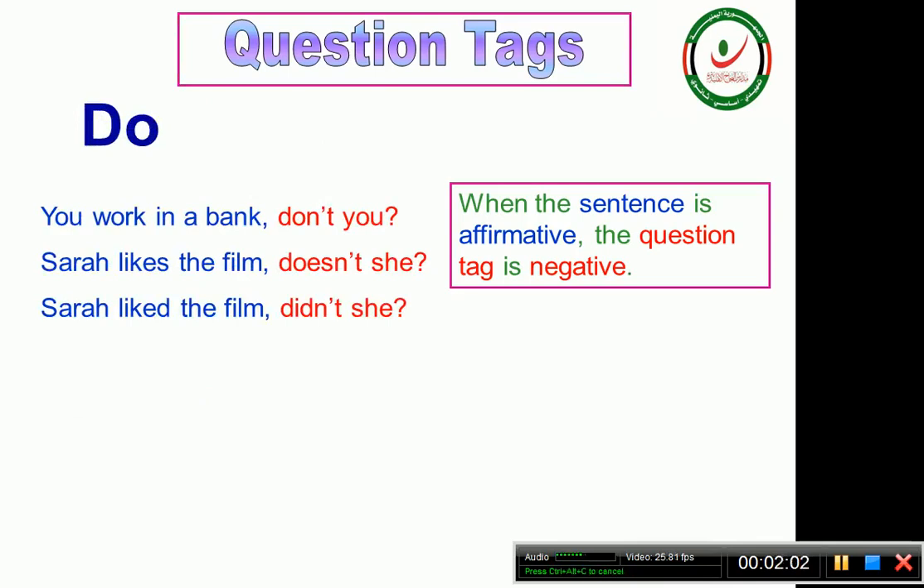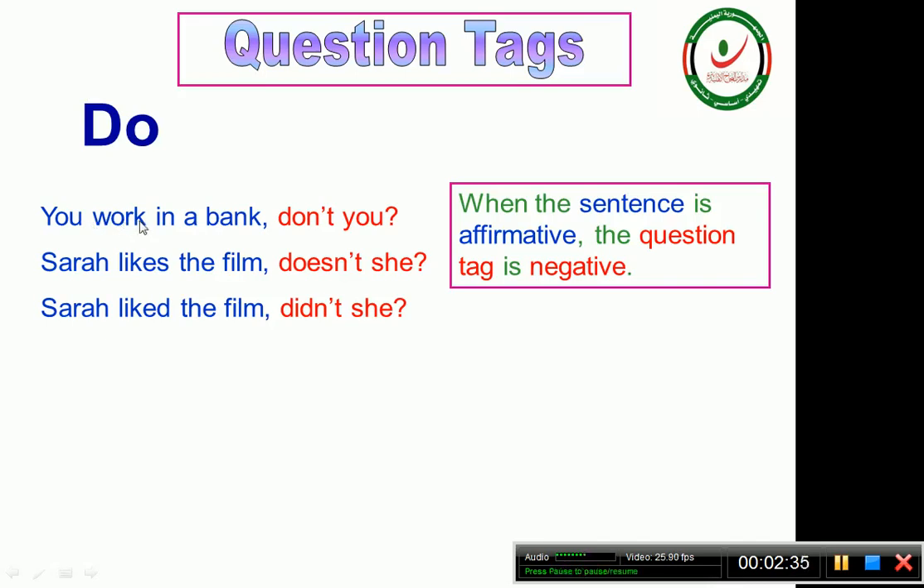Do, the verb to do. Look at these examples. The sentences have no auxiliary. So if the sentences have no auxiliary, you should put do or does or did in the question tags. Look at the first example. You work in a bank, don't you? Sarah likes the film, doesn't she? Sarah liked the film, didn't she?